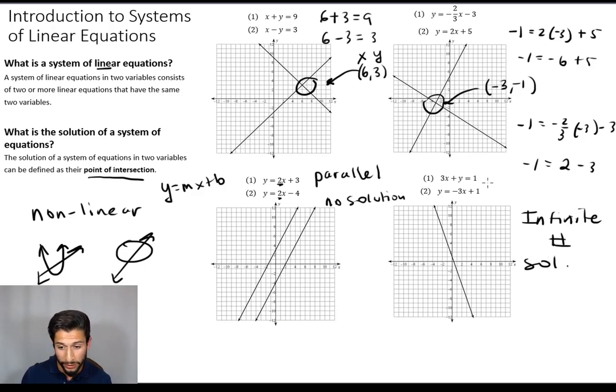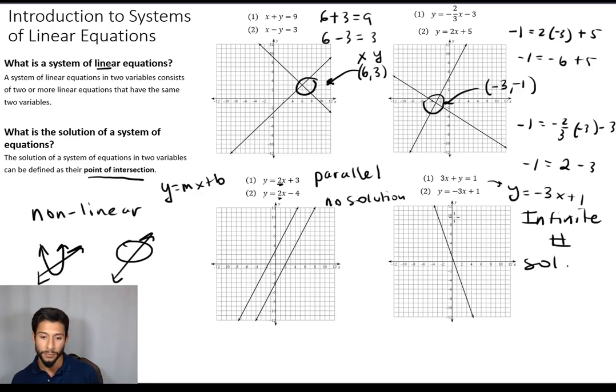And real quick, if you want to be able to better see that these are the same line, just turn both equations into y equals mx plus b format. For the top equation, all you have to do is subtract 3x over, and that becomes y is equal to -3x plus 1.